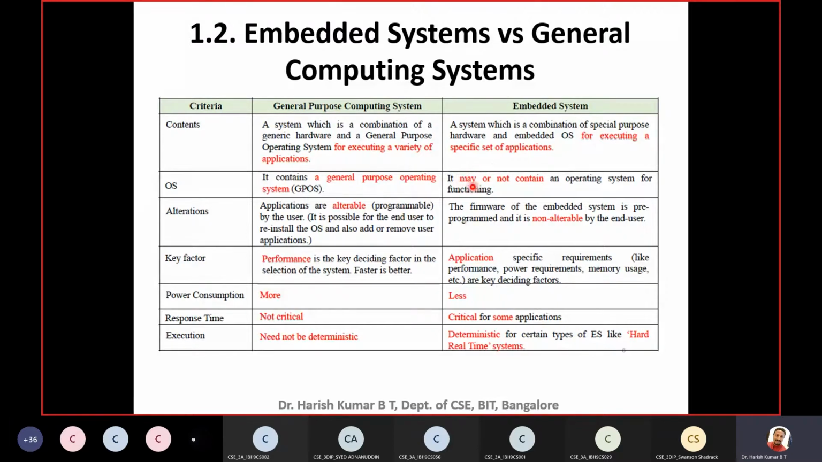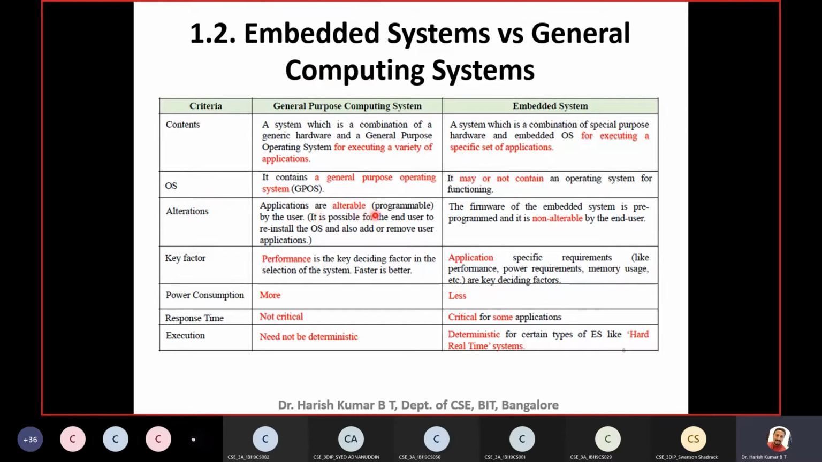That is the reason we say it may or may not contain an operating system for functioning. And next, this is with respect to the operating system. So alterations: applications are alterable in the case of a general purpose computing system. That means any number of times it is possible for you to install, uninstall and reinstall. All these things you can do because they are programmable. That is the advantage of a general purpose computing system.